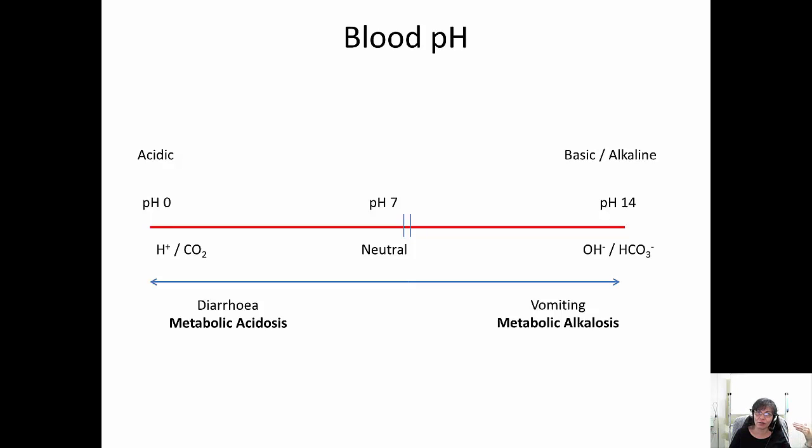So if you're having respiratory problems, you might be suffering from respiratory acidosis or alkalosis, and our kidneys can kick in and try and regulate that pH. Whereas if we're suffering from metabolic acidosis or alkalosis, our respiratory system can kick in and balance that out.